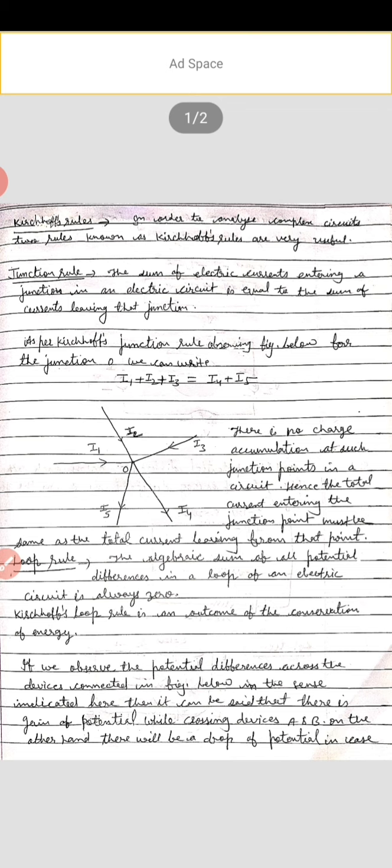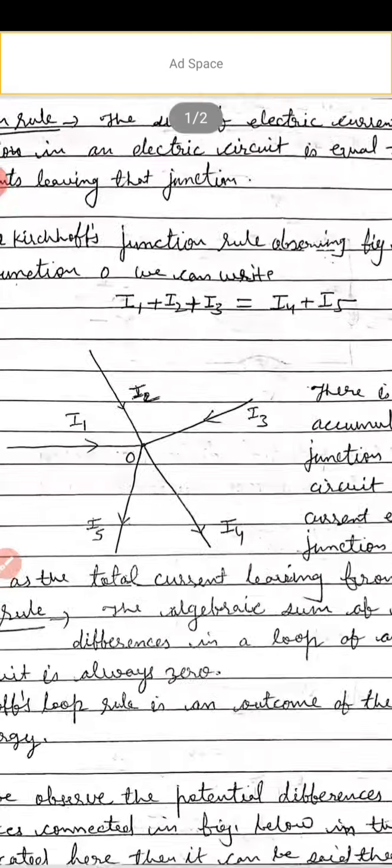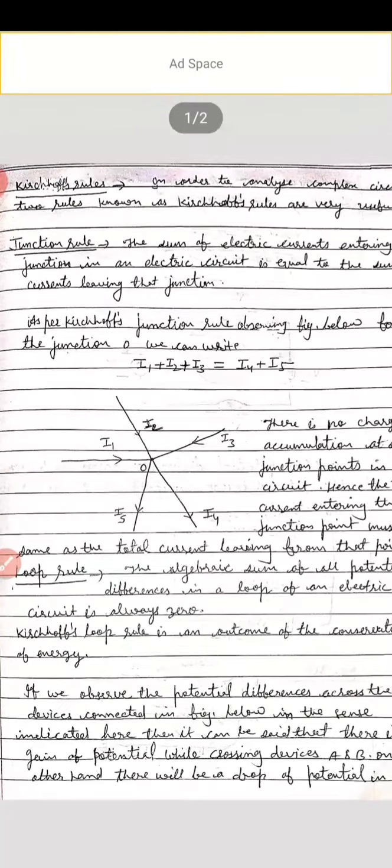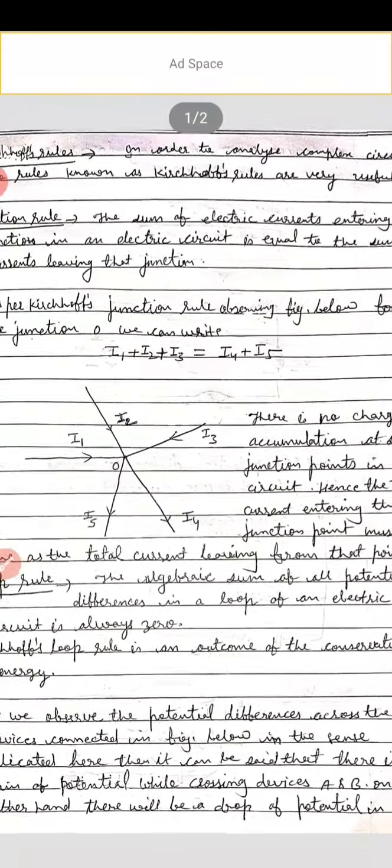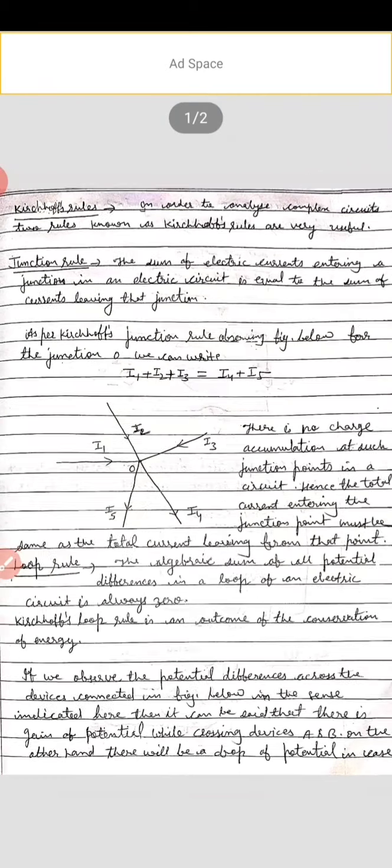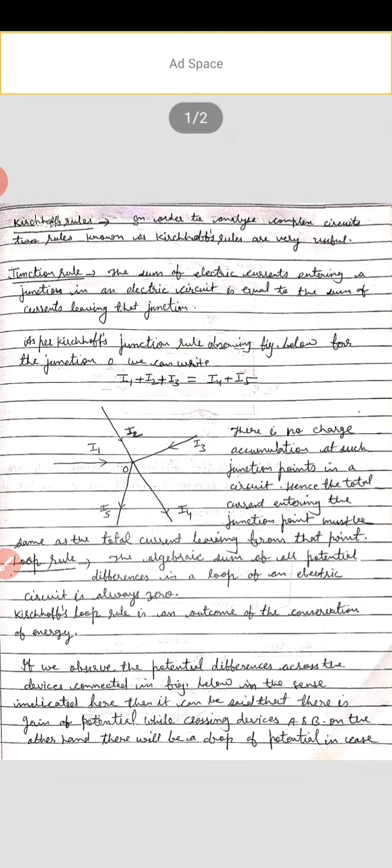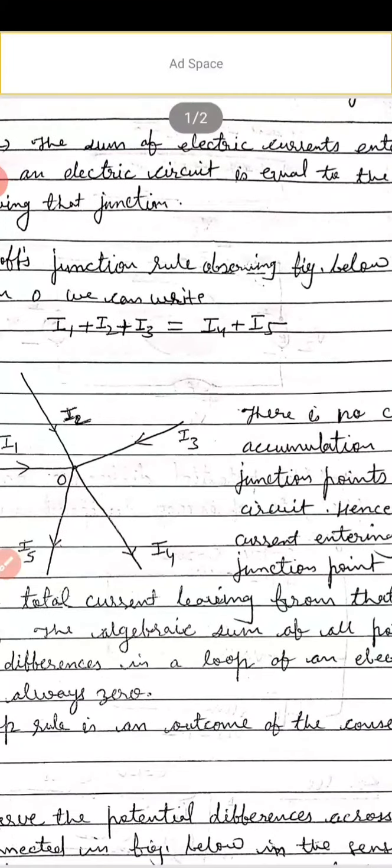If you consider this figure, then we can write the equation as per Kirchhoff's junction rule. Observing the figure below, for the junction O, we can write the equation I1 plus I2 plus I3 is equal to I4 plus I5.